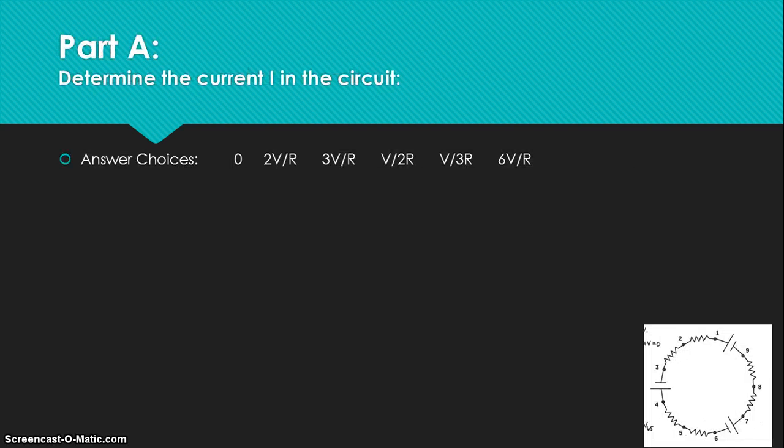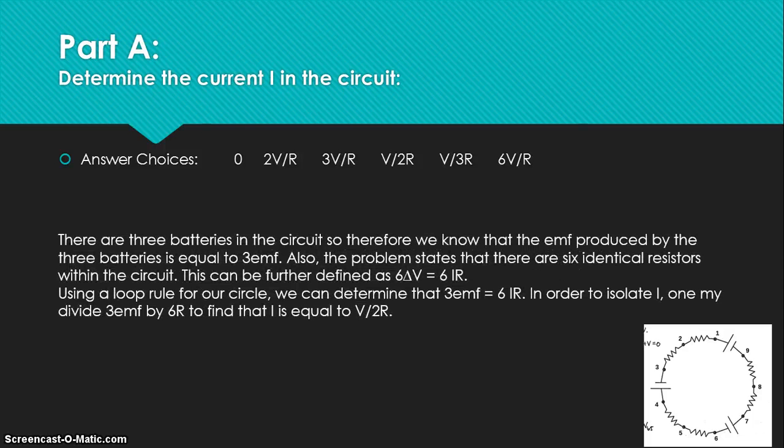In part A of the problem, you were to determine the current I within the circuit. As you see in the answer choices here, we'll be able to find the current through a loop rule. We know that there are 3 batteries in the circuit, and because of that, the EMF produced by the 3 batteries is going to be 3 times the EMF. Also, the problem states that there are 6 identical resistors within the circuit.